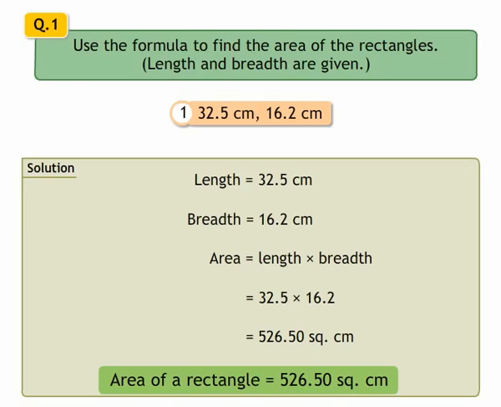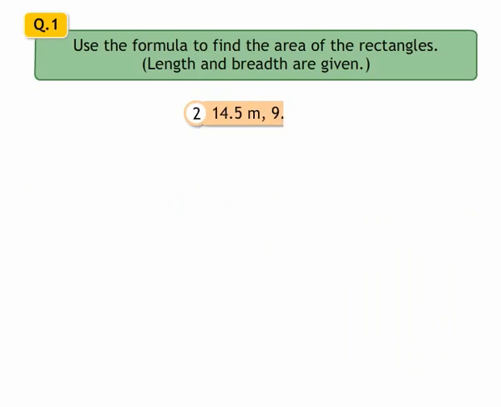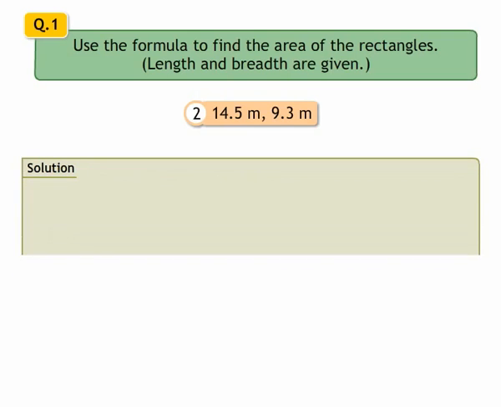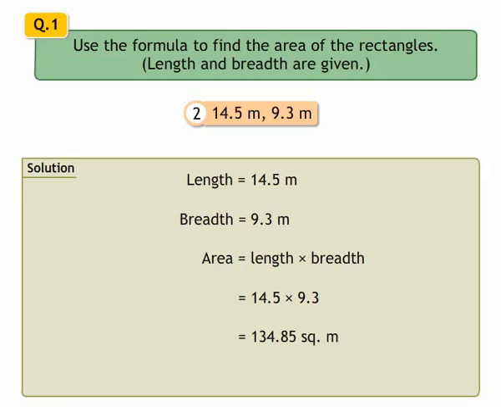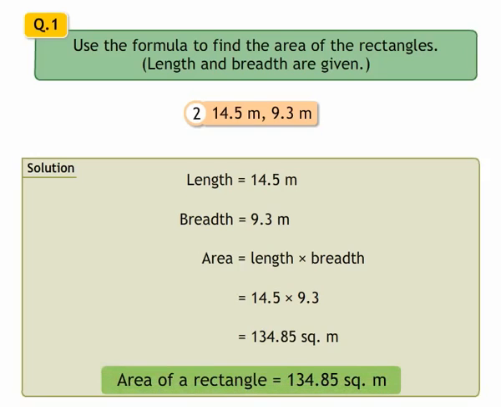526.5 square centimeters. 2. 14.5 meters, 9.3 meters. Solution. Length is 14.5 meters and breadth is 9.3 meters. Area of a rectangle is length into breadth. Substituting the values, we get 14.5 into 9.3, which is equal to 134.85 square meters. Therefore, area of a rectangle is equal to 134.85 square meters.